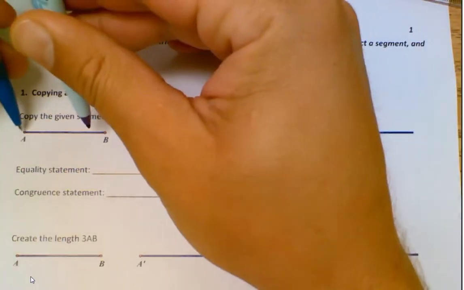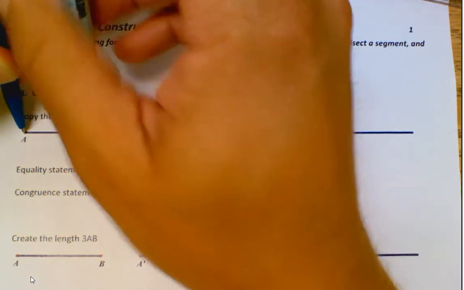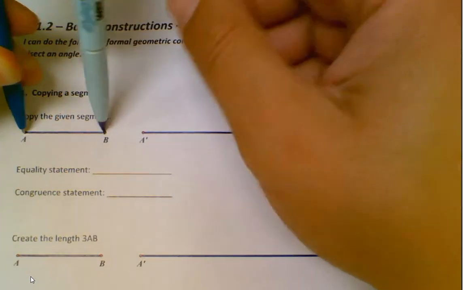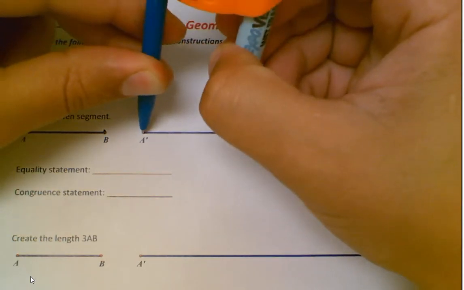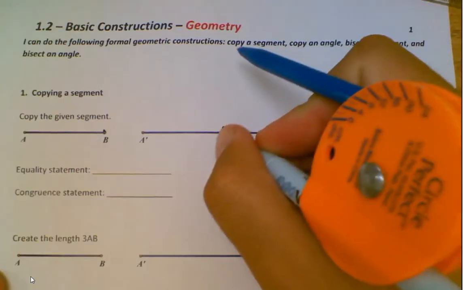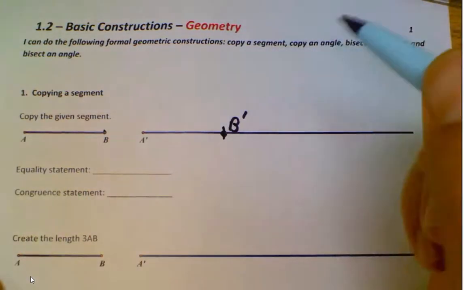So we're going to put our compass point on point A. You're going to measure it with the compass, by moving the pencil lead to point B. Once you have that, you're going to bring it over to A prime and make an arc. What that arc shows you is where to make your point B prime. And now these segments are copied.